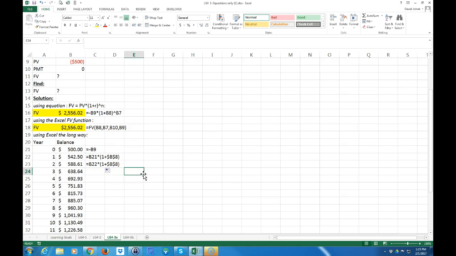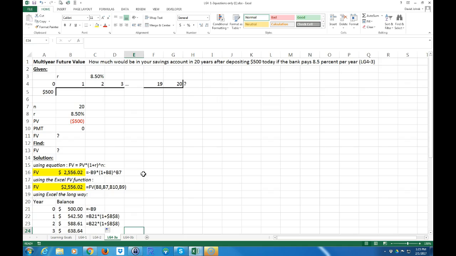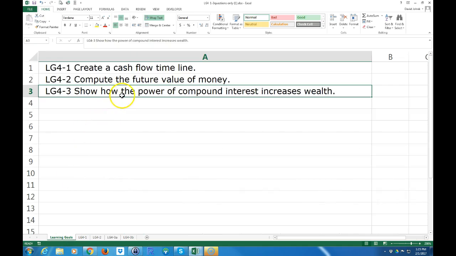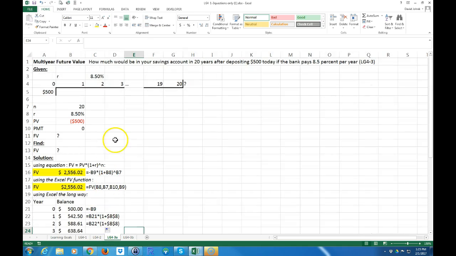Okay. Now what's interesting here, learning goal 3 says show the power of compound interest. So let's say I have a bunch of credit cards and I'm maintaining a $10,000 balance on those credit cards. And the interest rate on a credit card might be, say, 22%.